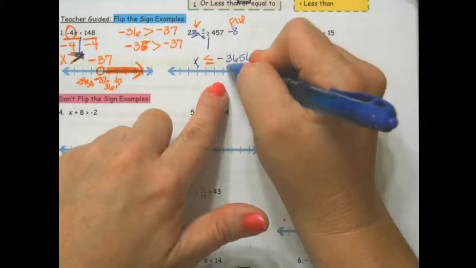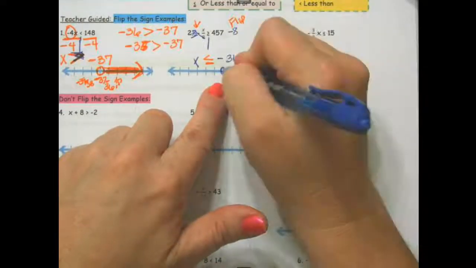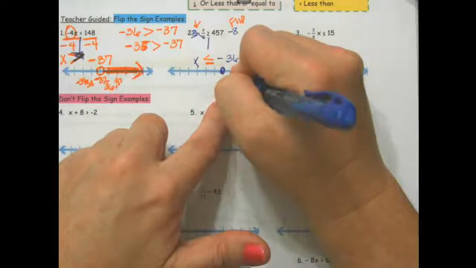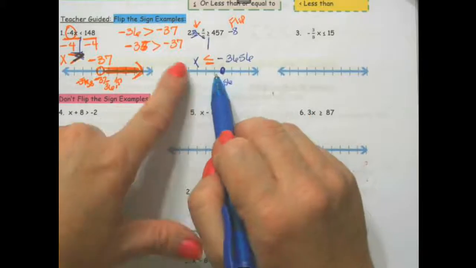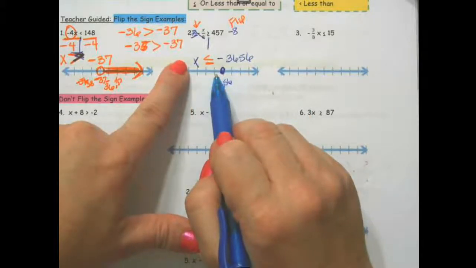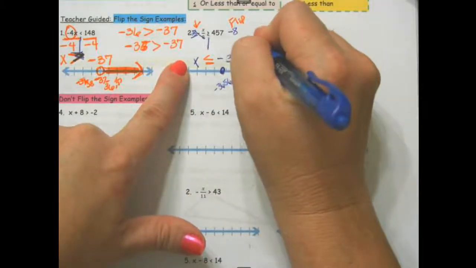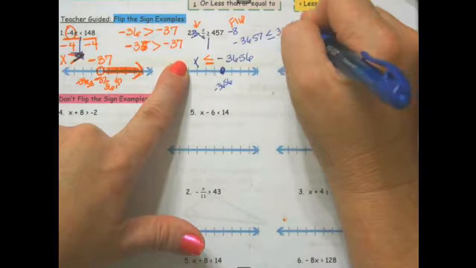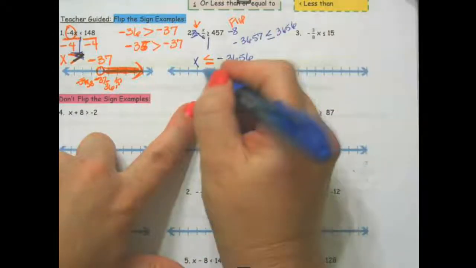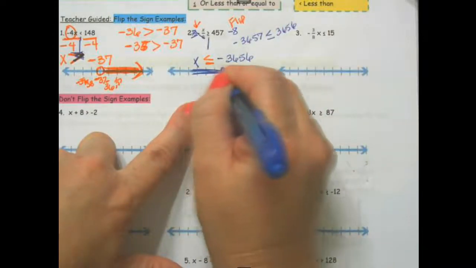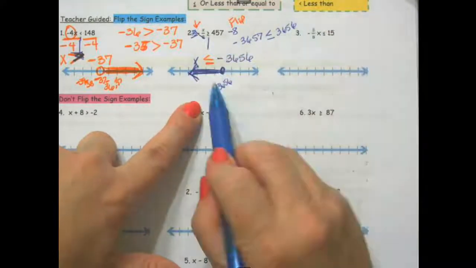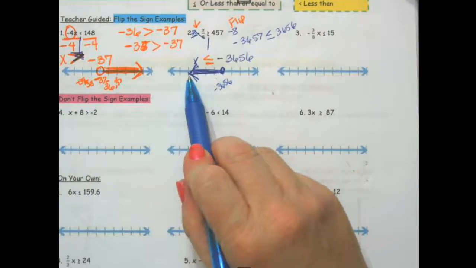It's a closed circle, negative 3,656. If I put 3,657 here, and this sign, 3,656 here, that makes the statement true. So I am going this way with my line shading in. So all of these numbers on this side can be true.